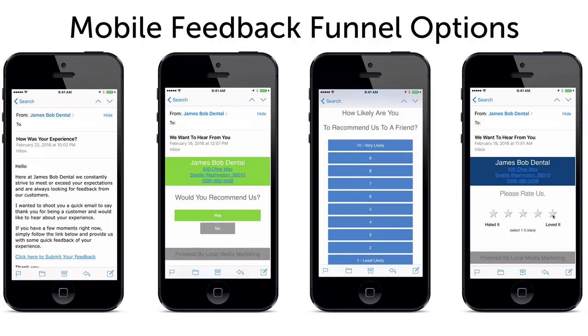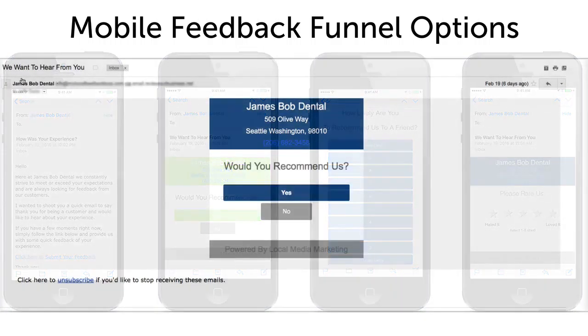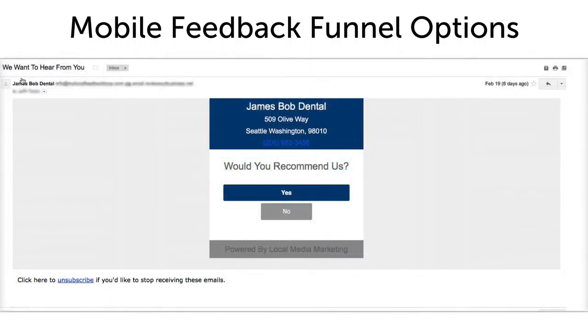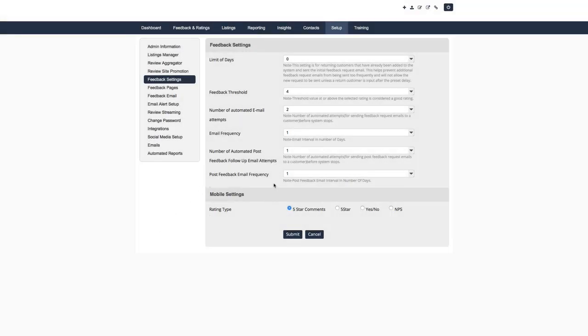When they tap on one of these, they are redirected based on what their response is and what your feedback thresholds are. Now, what this looks like in a regular email, as you can see here for James Bob Dental, is it's set up for mobile. So if you're using this, you are primarily expecting your customers to use mobile. It's an HTML email, and it's got your business name and information up top. You can actually put in some content in here, which I'll show you in another video, and they would then click on yes or no in this case. So that's the mobile settings.